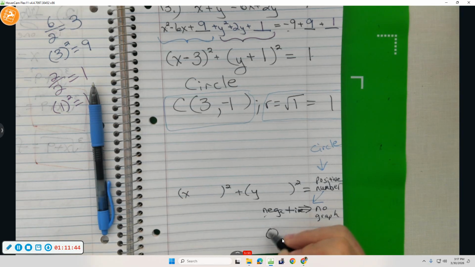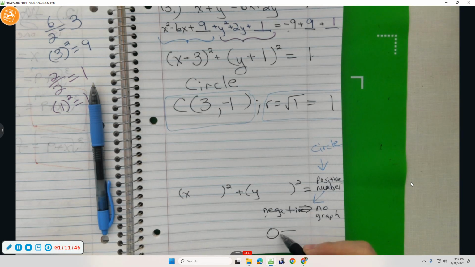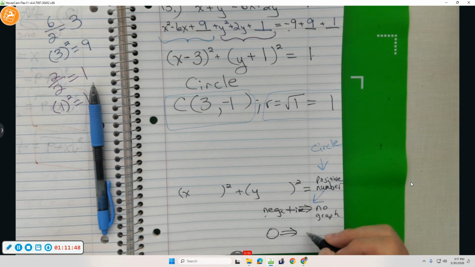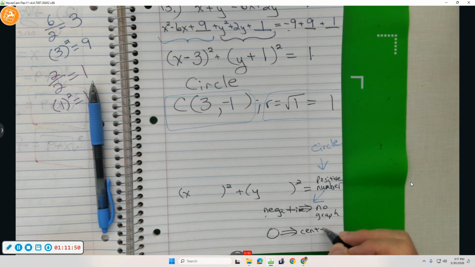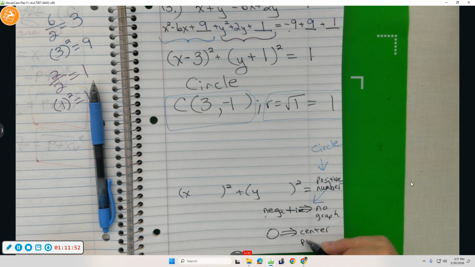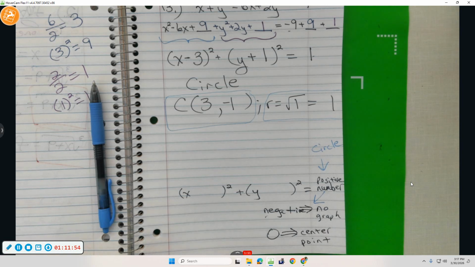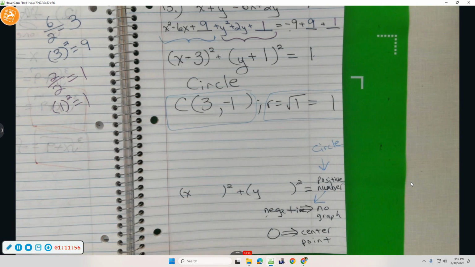And if it's 0 on the right-hand side, we said that it was just an ordered pair. It's the center point. So it's just 1 point. And nothing else. Any questions there?